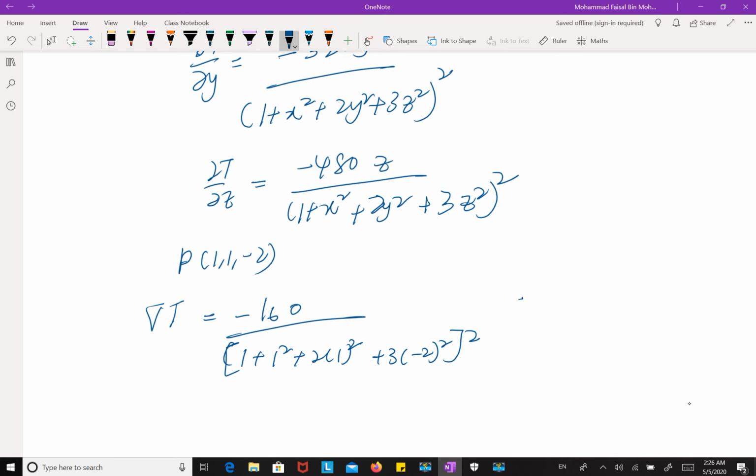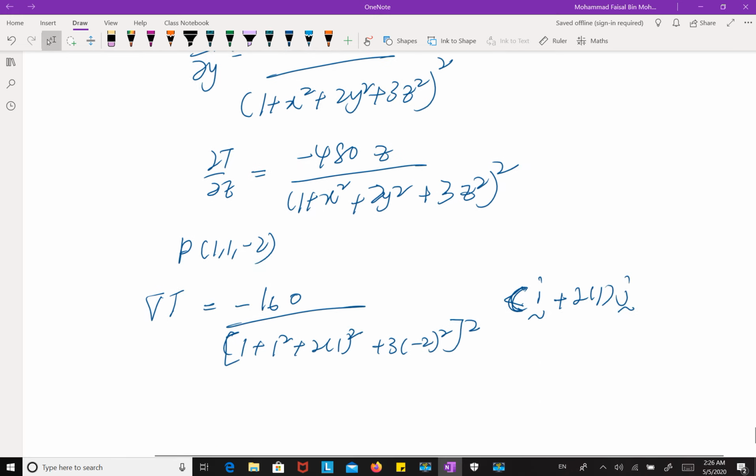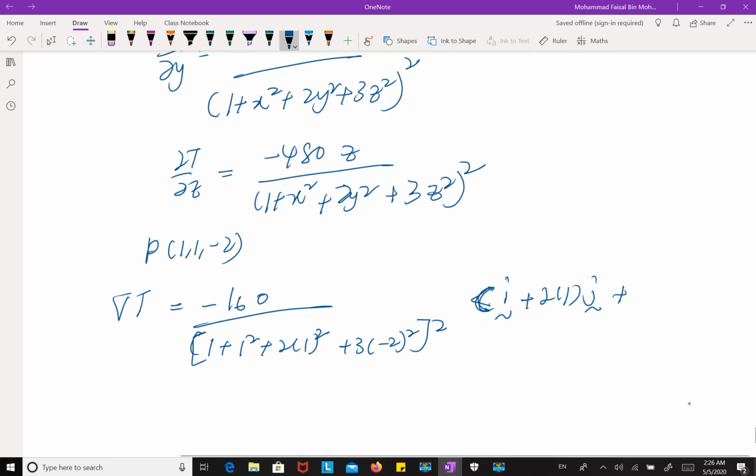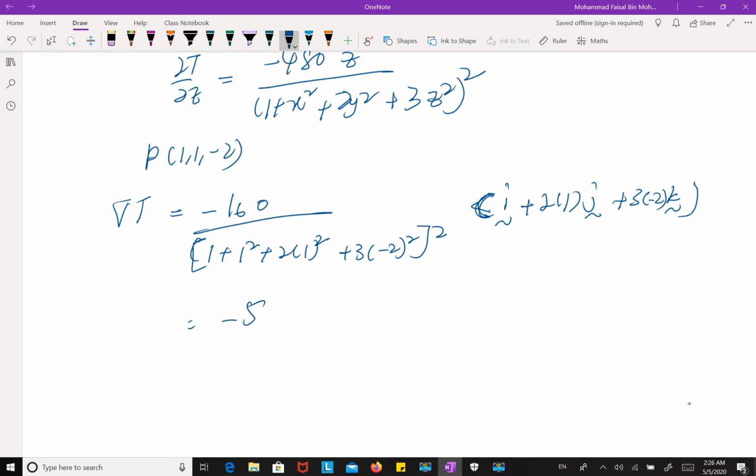Okay, again this is in i. Okay, I can put in the i form: negative x i plus 2y j, I just factorize, and then plus 3z k, which means 3 times negative 2. I have to substitute 3 times negative 2 k. So then you will get negative 5 over 8 i. After you simplify, you get the j and k components too.